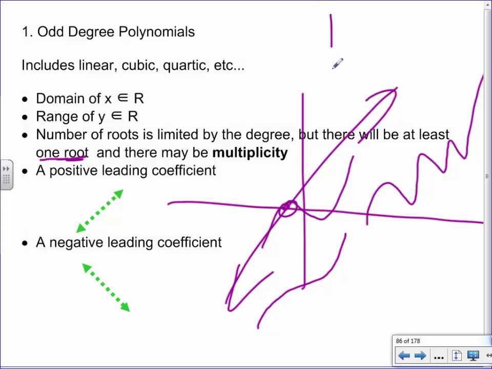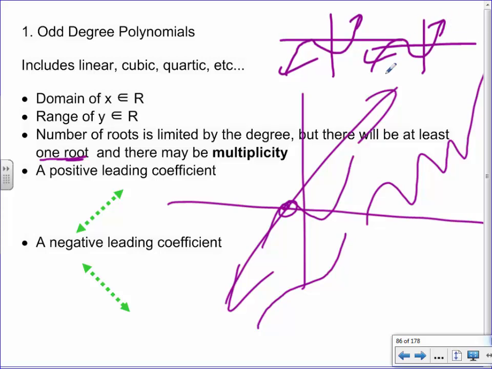Right? There may be 2 or 3 or 4. Like it could do this and have 2. It could do this and have 3. It could do this and have a whole bunch. You know what I'm saying? But there has to be one. I guarantee there's one. And there's also a y-intercept. What's the easiest way to figure out what the y-intercept is if it's in standard form? How do you figure that out just like that?